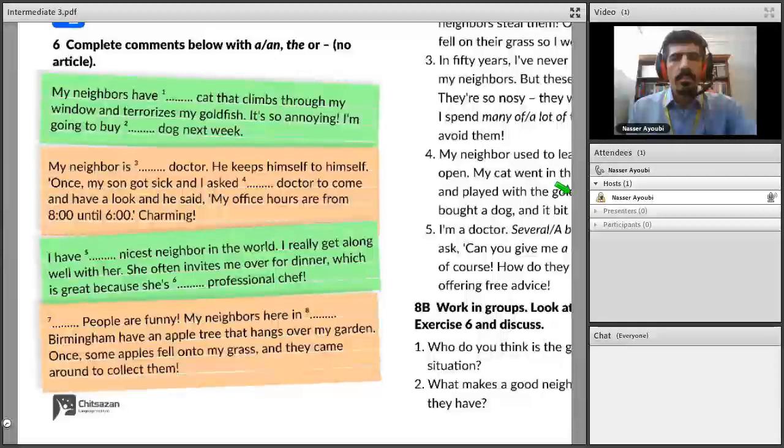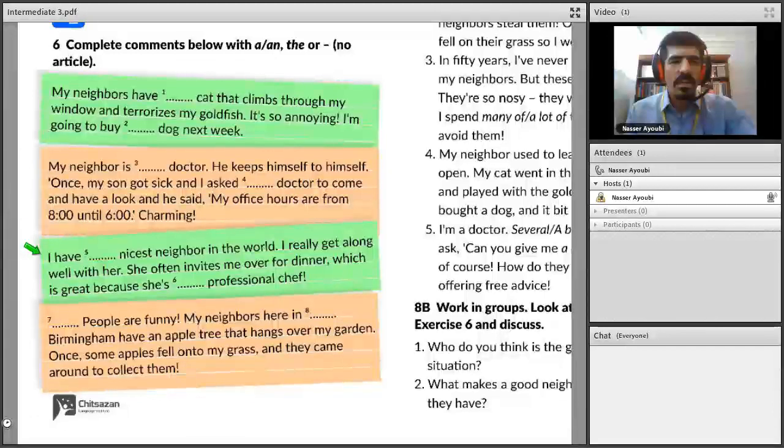Next one. My neighbor is a doctor. Job. He keeps himself to himself. Once my son got sick and I asked the doctor, it is the second time we mention it, the doctor, to come and have a look, and he said, my office hours are from 8 until 6. Charming. Now, when you want to criticize or sound sarcastic, you can use charming, whatever.